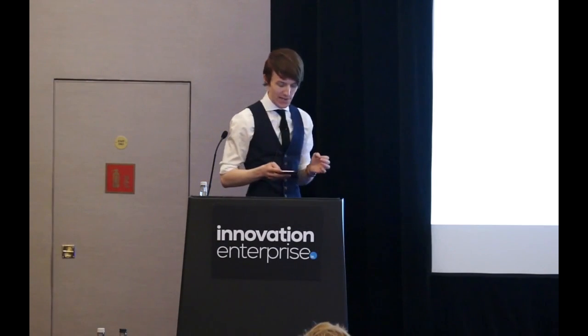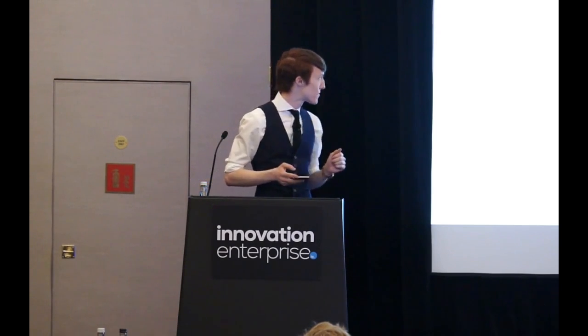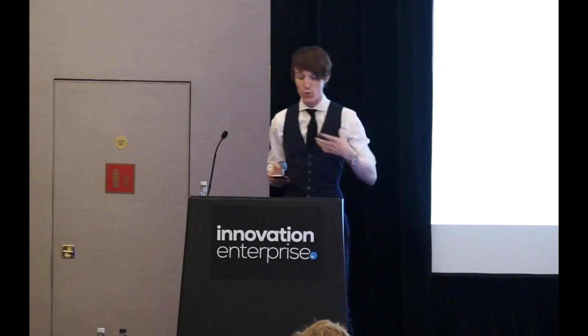So what I'm talking about today is how we can start to get to interfaces that are a little more geared towards decision making, towards enabling our users to start a task and then finish it as quickly as possible, and getting to interfaces that are actionable and allow someone to stop using that interface as quickly as possible. There's 3 ways I'm going to talk about. That's abstracting from expressions of our application, and I'll explain that in a bit. Building prioritized and obvious interfaces, and designing interfaces that machines can understand, not just people with actual people intuition.